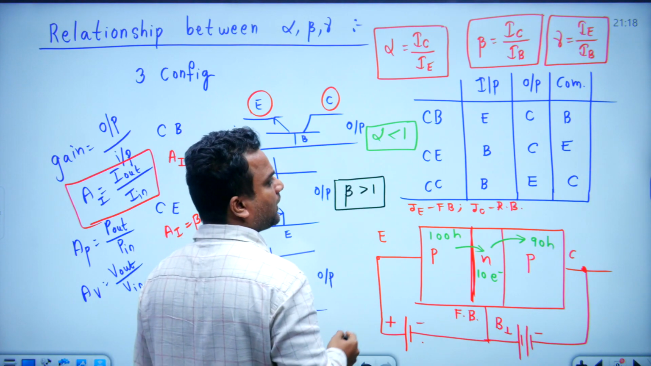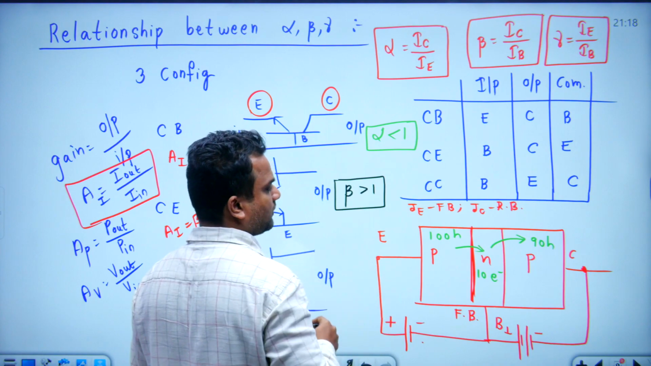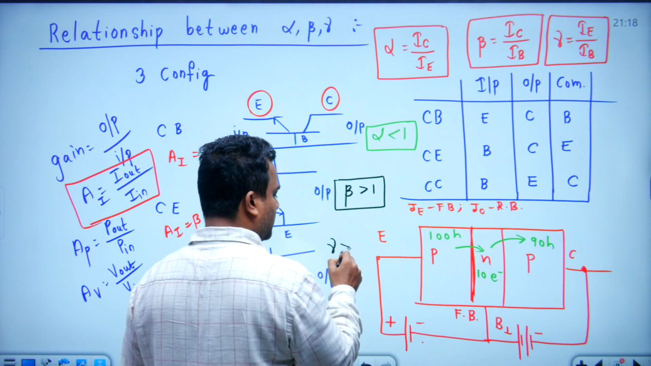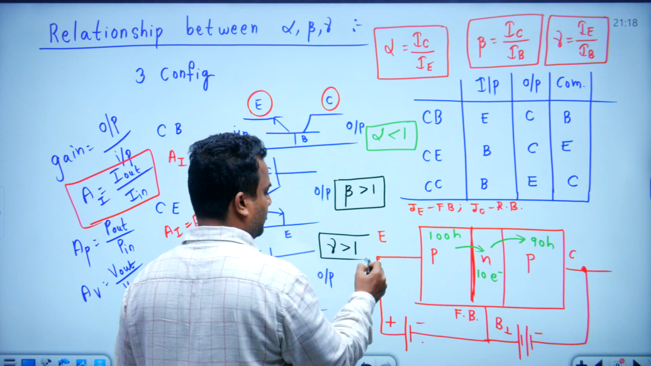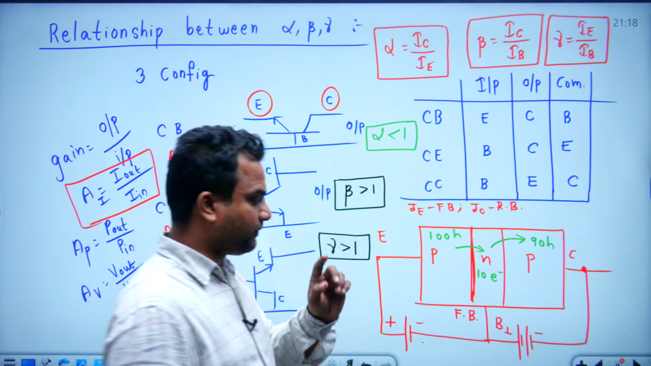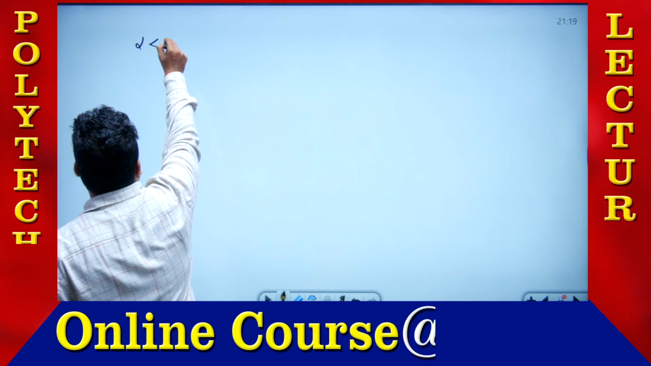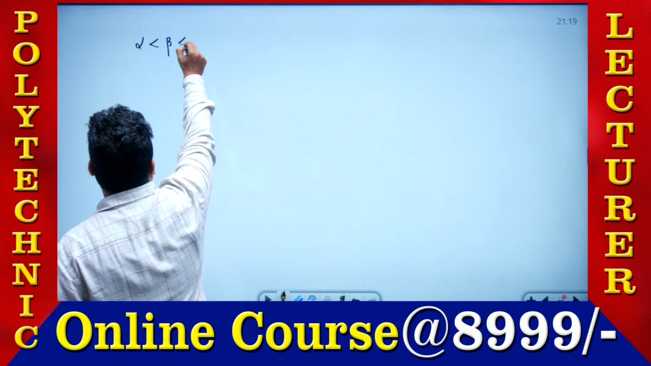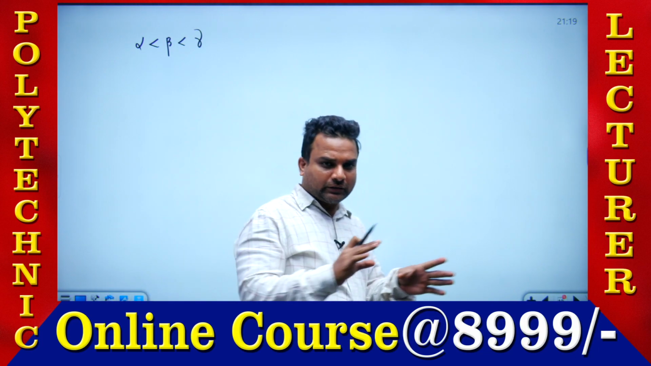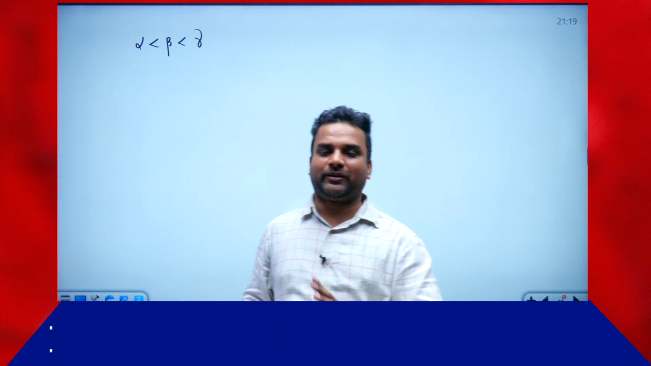Beta is always greater than 1. Similarly gamma, that is 100 by 10, which is 10 only, more than beta. Hence guys, I can say gamma is also greater than 1. From these values, we can conclude one point, that is alpha less than beta less than gamma. So among the three, the highest value is obtained by gamma only.